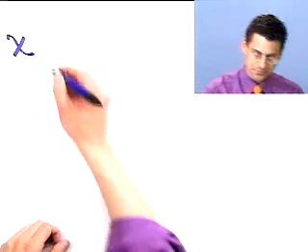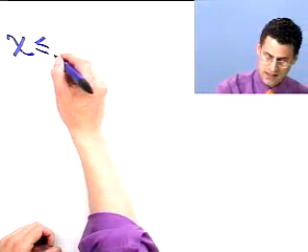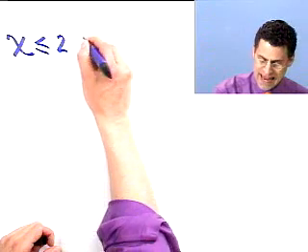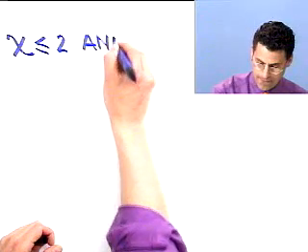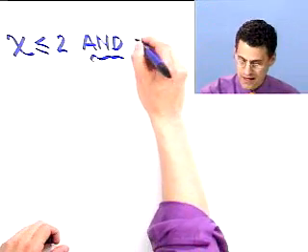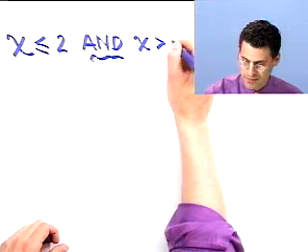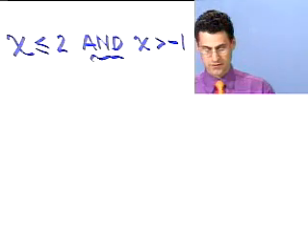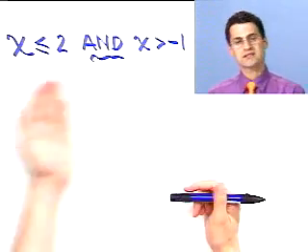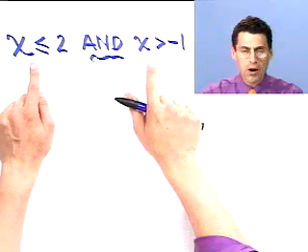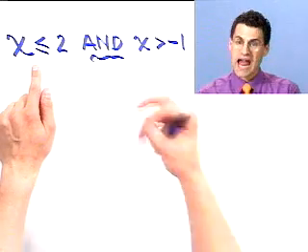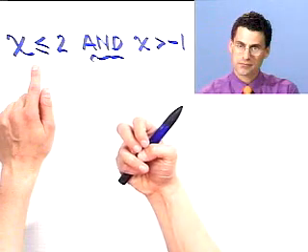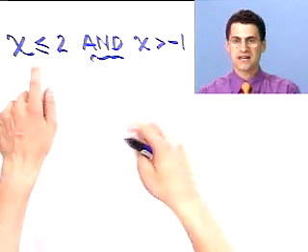Suppose I say to you that x is less than or equal to 2 and x is greater than minus 1. Okay. Well, so then what does that mean? What's the solution to both those things together? Now, what does the and here mean? Well, and means that these both must be satisfied at the exact same time. Okay? So and means they both must hold simultaneously.